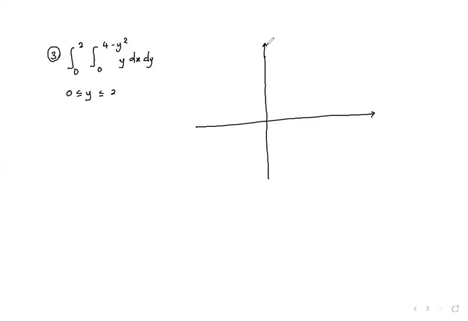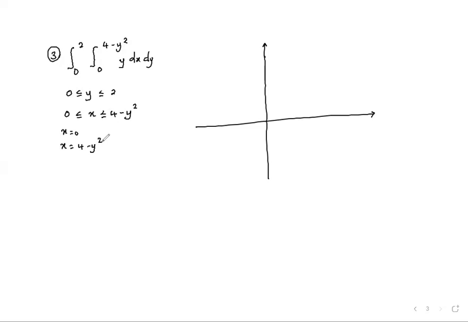Then the next one is from 0 to 4 minus y squared. So now we have x is equal to 0. We also have x is equal to 4 minus y squared. So we need to sketch this, 4 minus y squared. This is a quadratic facing which side? Facing in the x direction.